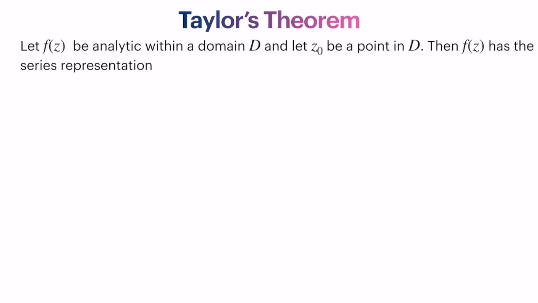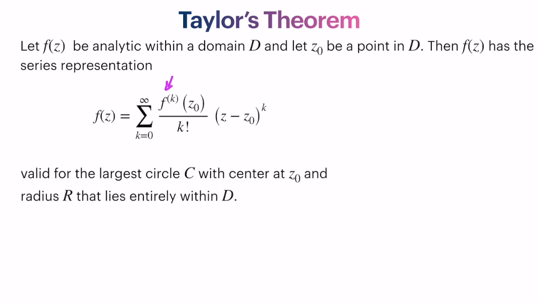And then f of z has a series representation given by f of z equals the sum over k going from 0 to infinity of f^(k)(z naught) divided by k factorial, times (z minus z naught) to the power k. Here f^(k) stands for the kth derivative of the function f of z, and this is what we call a Taylor series or series representation. It is valid for the largest circle C with the center at z naught and the radius r that lies entirely within D. So this is what is called the radius of convergence of the Taylor series.